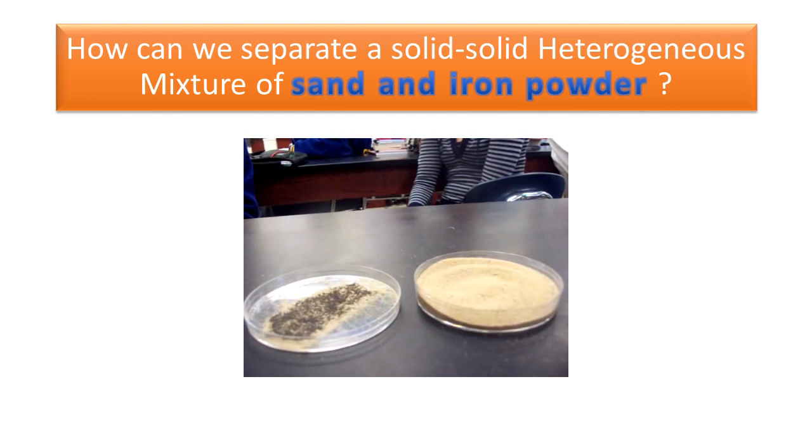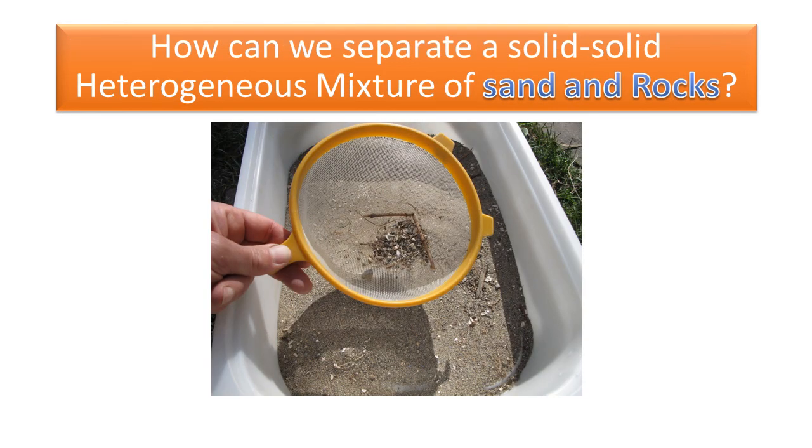So we can separate heterogeneous mixtures or any other mixture based on their physical properties. And here we have used the property of magnetism, the ability to be attracted by a magnet. What about sand and rocks? Sand and rocks in the picture, both of them are solid. But what property can I use in order to separate them?